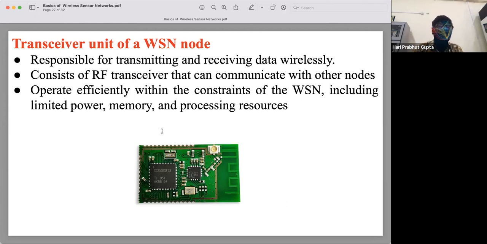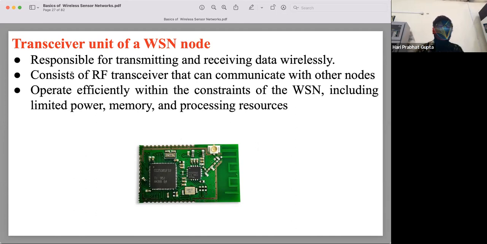The main responsibility of this unit is transmitting and receiving data wirelessly. Because we talk about the wireless sensor network, wireless automatically comes into the picture. The interesting thing is that this unit is responsible for both transmitting and receiving. If someone transmits, then I can receive this information. So one single unit serves both purposes, and it consists of a radio frequency transmitter that can communicate with other nodes, with a fixed RF radio frequency for transmission of the data.